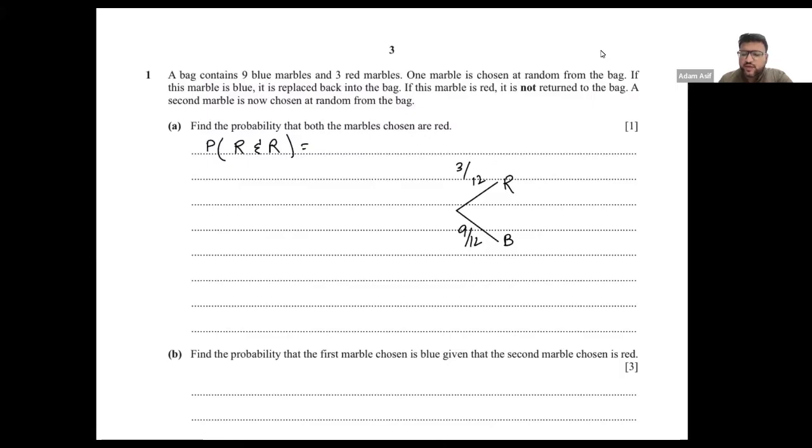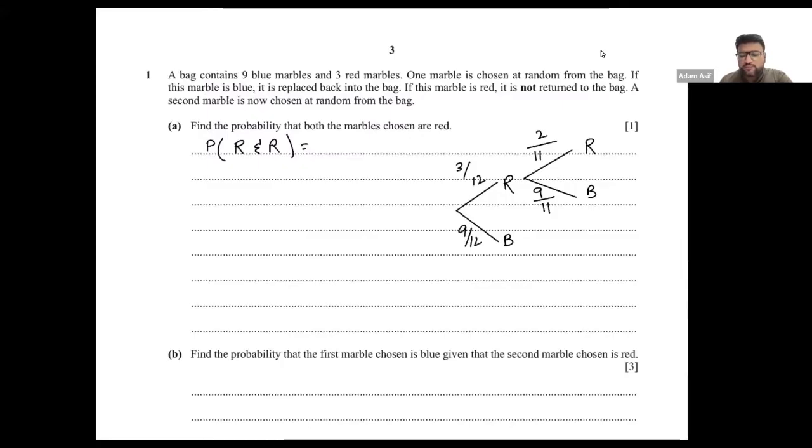Now the question says, if this marble is a blue marble, it is replaced back into the bag. If this marble is red, it is not returned to the bag. So if the first marble was a red one, the second marble can be a red or a blue marble. If it is a red marble, it is not going to be returned to the bag. So the probability of picking up a red marble will now be 2 upon 11. The probability of picking up a blue marble will now be 9 upon 11.